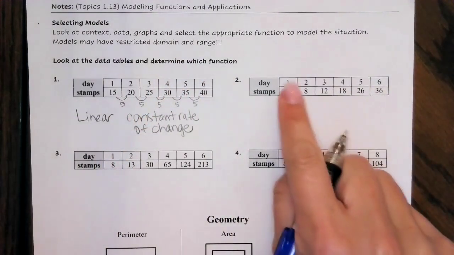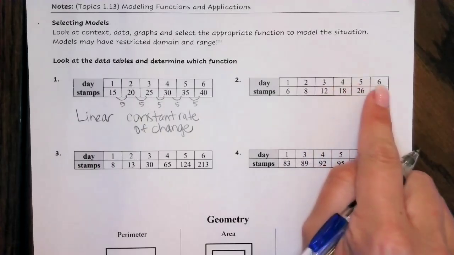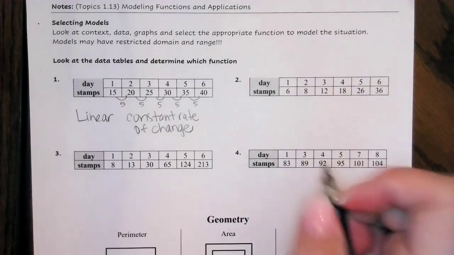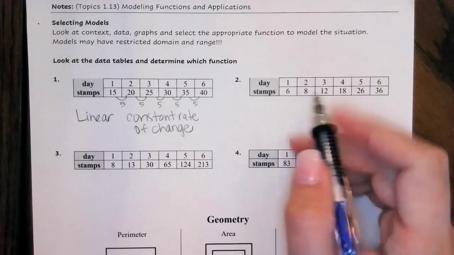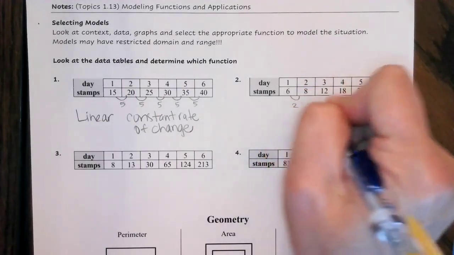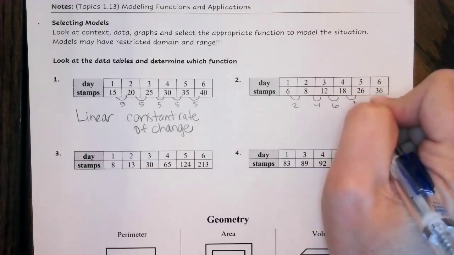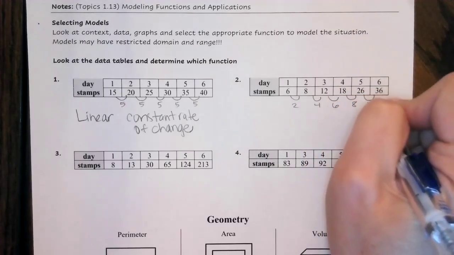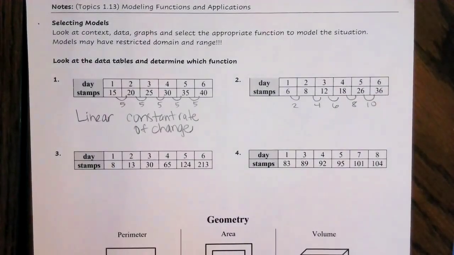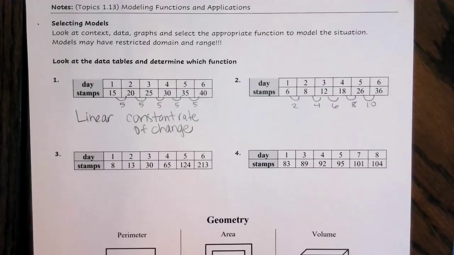On our second example here, these are still equal length intervals up at the top where it's 1, 2, 3. But on the bottom here, it went up by 2 and then went up by 4, 6, 8, and 10. So this is not linear because it does not have that constant rate there. So we want to look at something else.